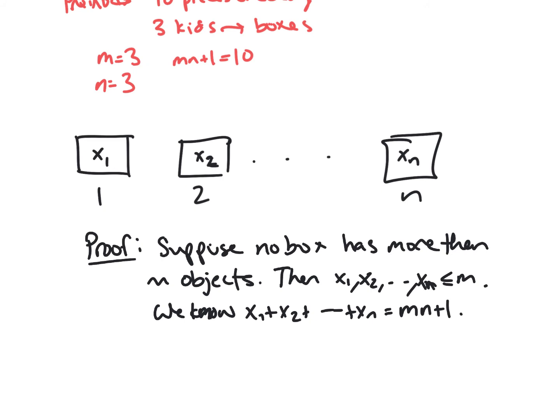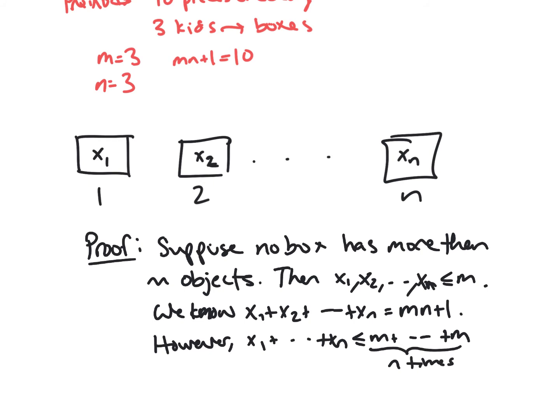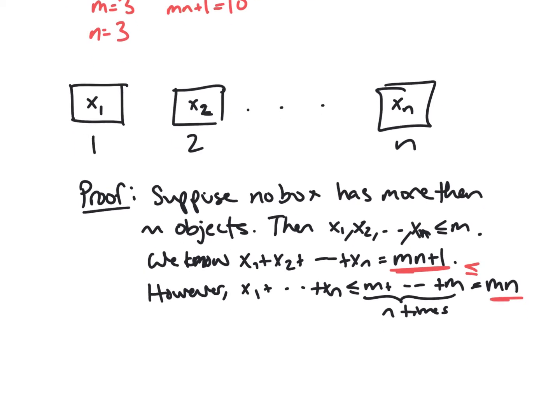But if each of them is less than or equal to m, then we also know that each piece individually being no greater than m, we're adding up n things no greater than m. This is going to be m times n. Well, this is a problem, right? We have mn plus 1 is less than or equal to mn. This is a contradiction, right? So this is exactly the same argument we just had. It's just more general and not using these concrete numbers. And so there must have been one of them that had at least m plus 1.